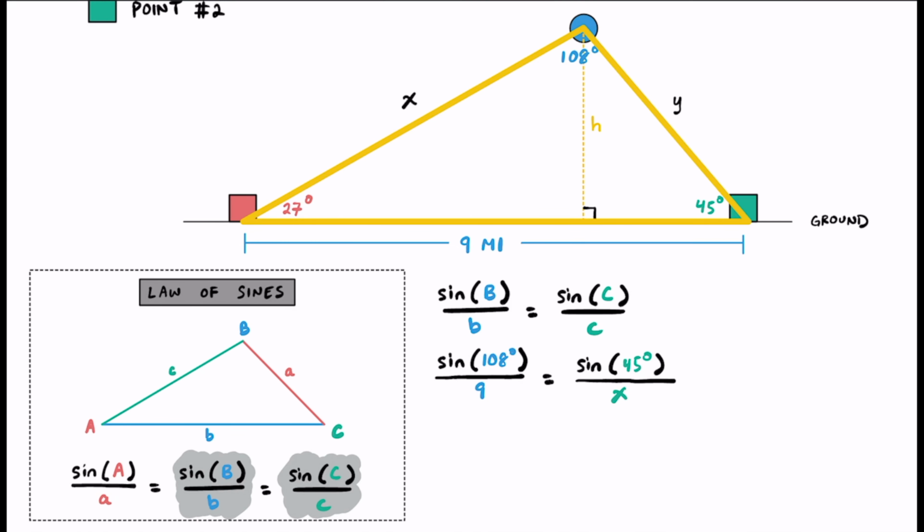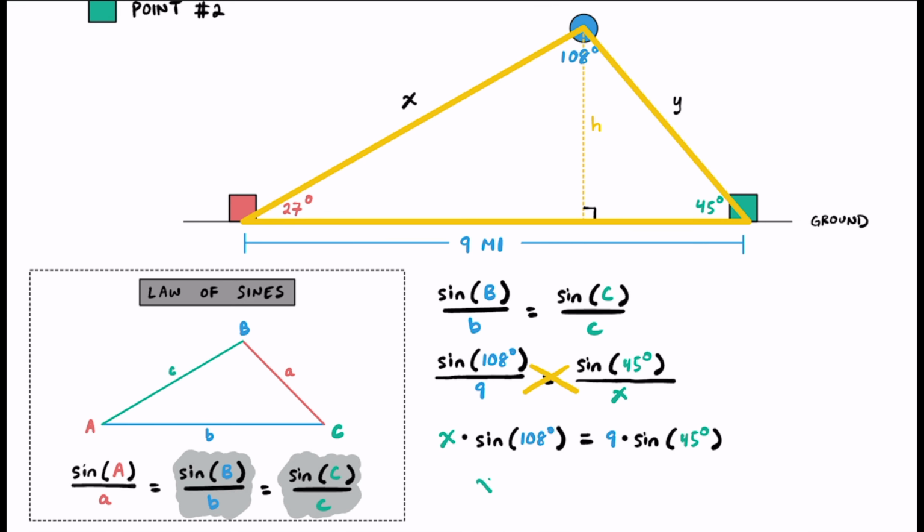Now, if we do a little bit of cross multiplication, the product of these two is equal to the product of these two. Rewriting this from left to right, we can rewrite this equation as the product of x and sine of 108 degrees is equal to the product of 9 and sine of 45 degrees.